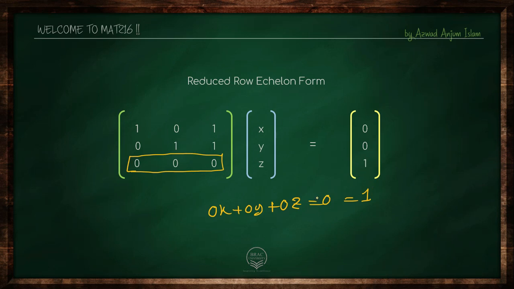Which is clearly a contradiction. So this is not a consistent system. Okay, so we cannot actually solve this, right? Because there is no solution. There is no solution to this system.